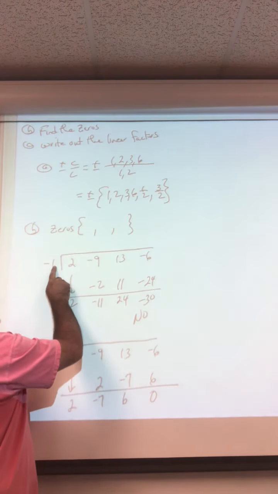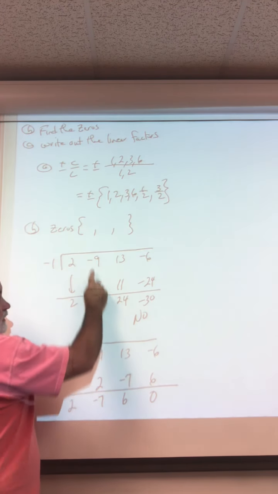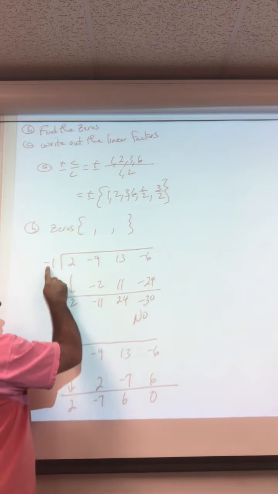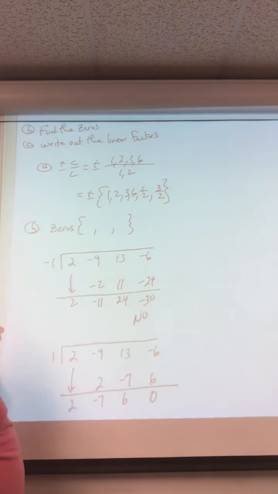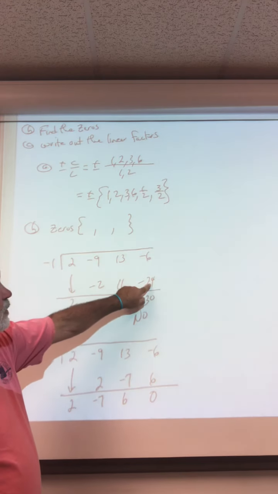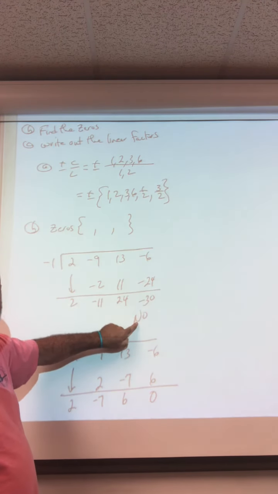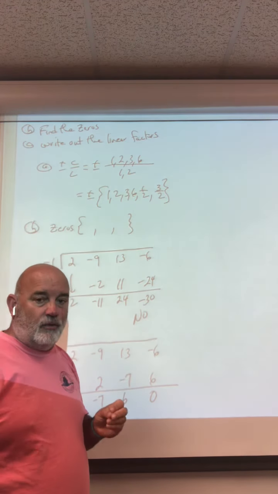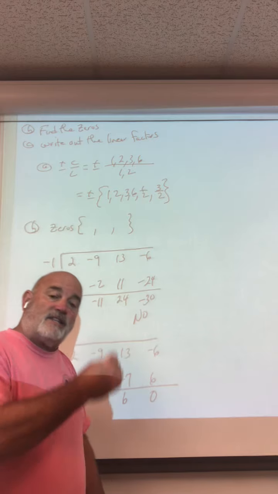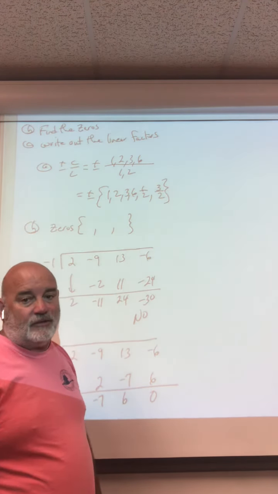That was the polynomial that you were given. So I tried negative 1 first. Brought the 2 down. That's negative 2. That's negative 11. Negative 1 times negative 11 is 11. 13 plus 11 is 24. Negative 1 times 24 is negative 24, so I get negative 30. So no, negative 1 is not a 0. So that means x plus 1 will not be a factor.